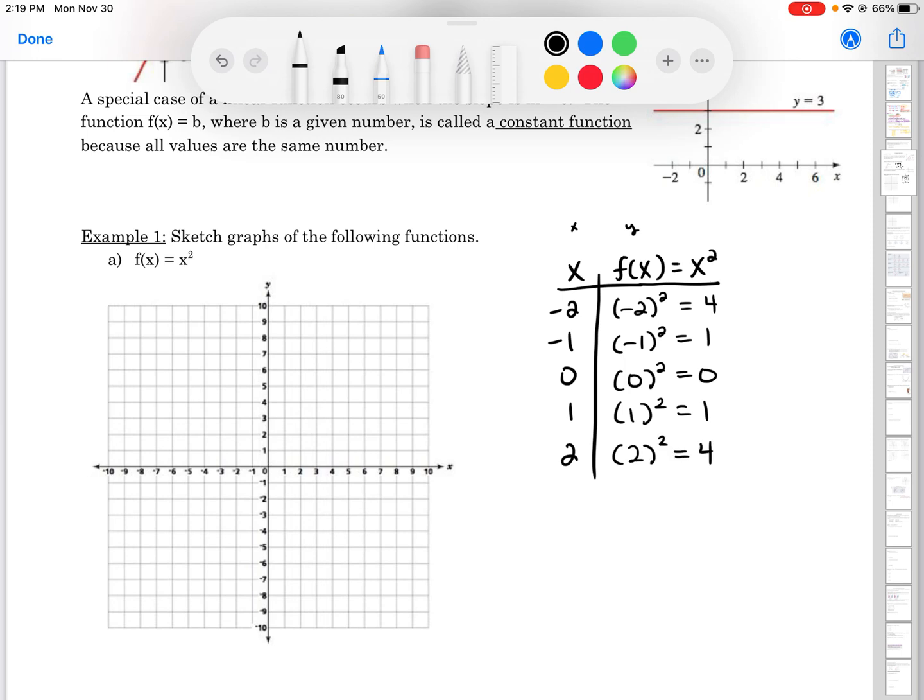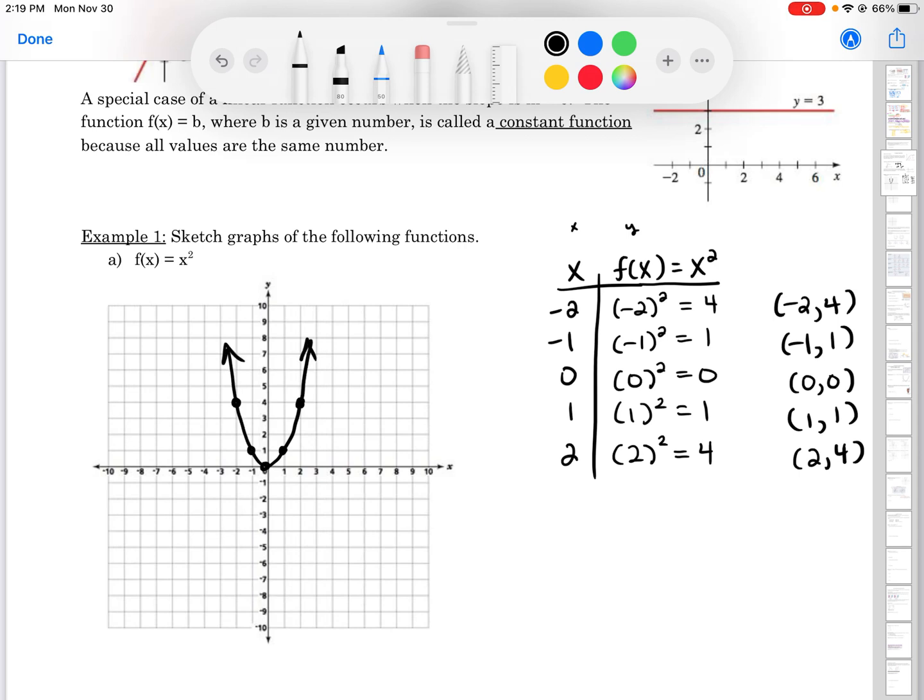And really, I'm just plotting these points. So I have the points -2, 4; -1, 1; 0, 0; 1, 1; 2, 4, and so on. I'm going to plot those points. And I could continue choosing values. I could even choose fractional values, and that would be perfectly fine as well. But they will continue to form this smooth curve of our parabola.